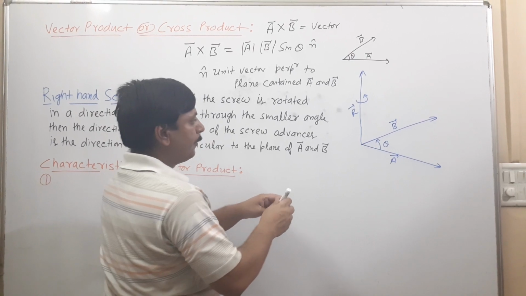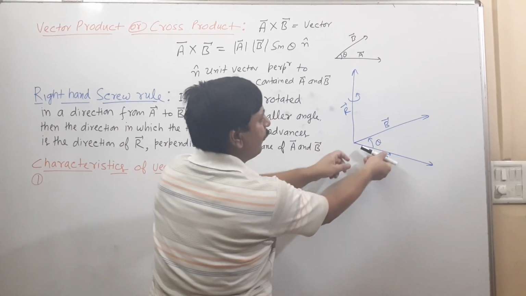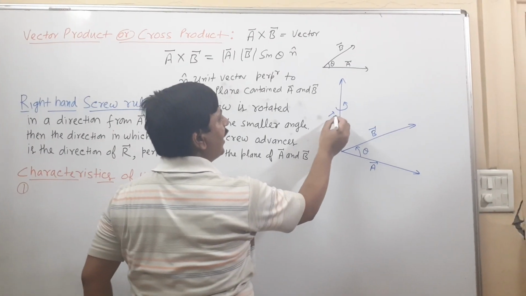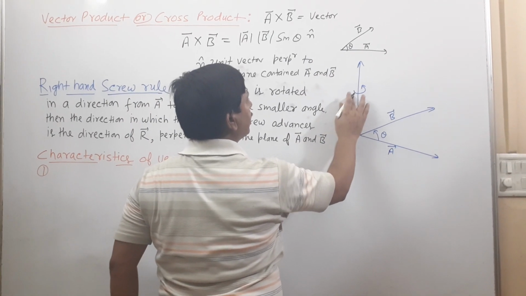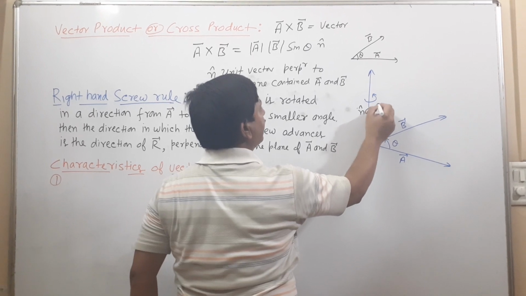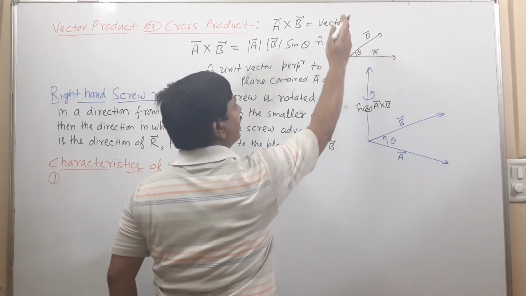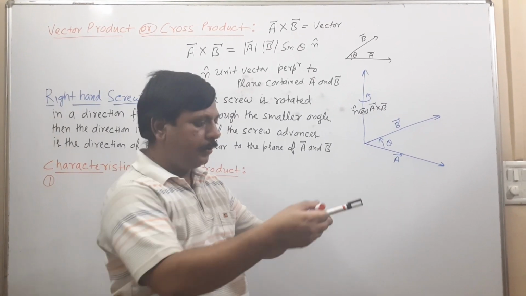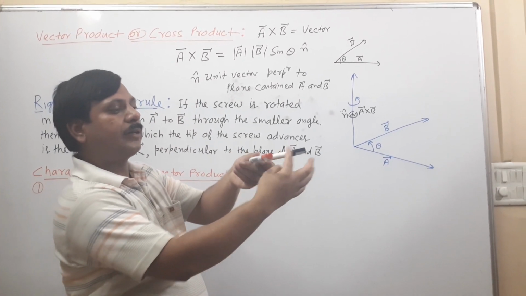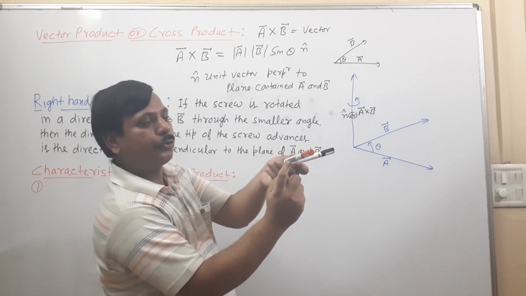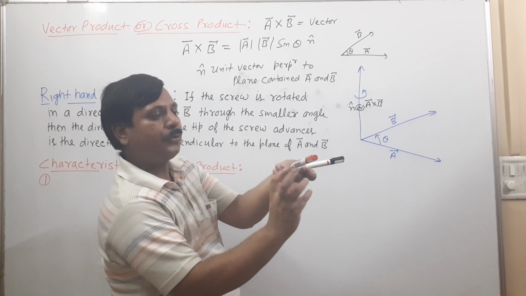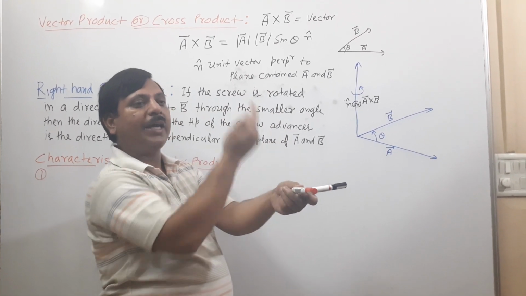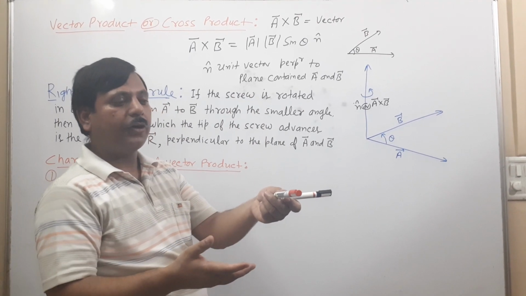See here, suppose A is one vector, B is another vector. If you rotate a screw from A to B, the direction in which the screw advances will be the direction of n cap, or you can say the direction of A cross B. I will explain this further. Suppose this is one vector A, this is another vector B. If I rotate the screw through the smaller angle from first to second, the direction in which the tip of the screw advances will be the direction of n cap, or the direction of A cross B.